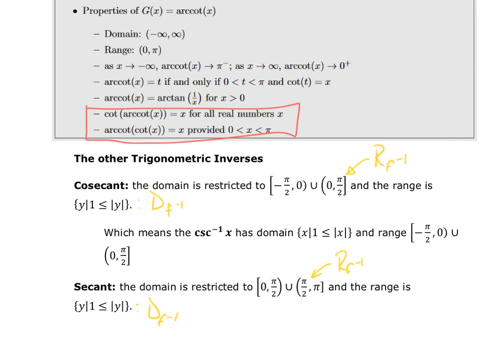Because when you have inverses, it says, I have the output, I have the answer, I have the y value. What input, what x value was put in there to get that answer?